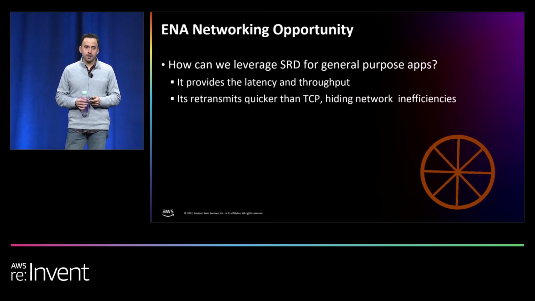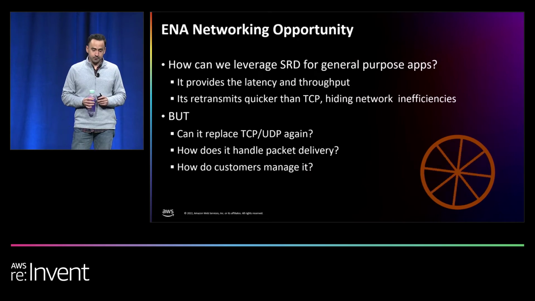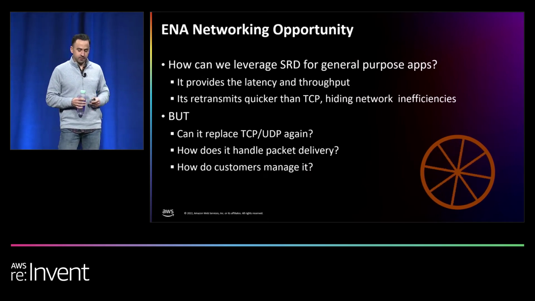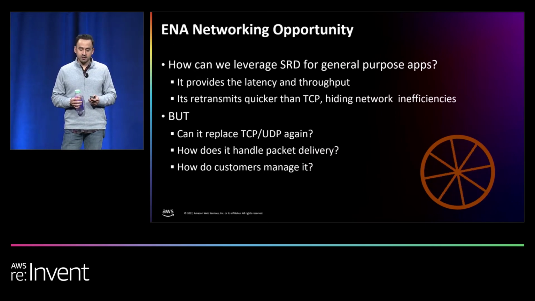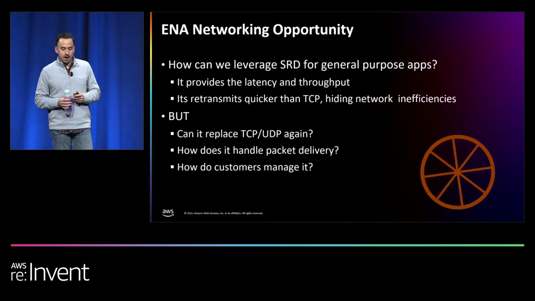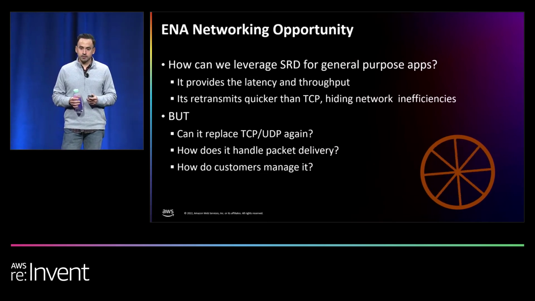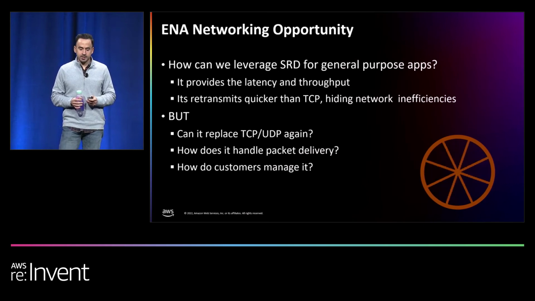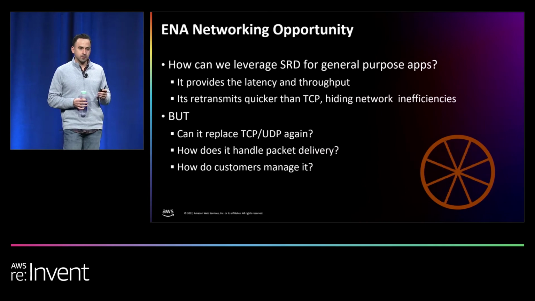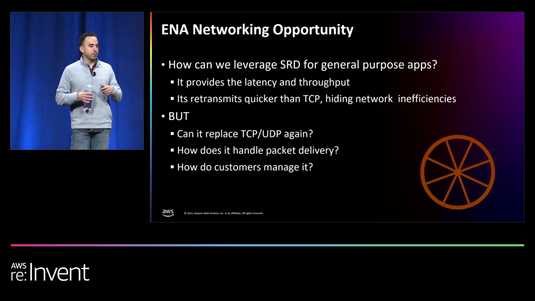So we asked ourselves, how do we take advantage of SRD with TCP and UDP? Can we replace TCP and UDP again like we did in that previous stack for EFA? How does it handle packet delivery? And how do applications work with SRD and ENA? How would it handle packet delivery for applications expecting in-order delivery? Finally, how do we make it simple and easy to use for customers? And one key thing to note here, with SRD for EFA, we actually deliver packets out of order and rely on the upper layer applications to put those back in order.